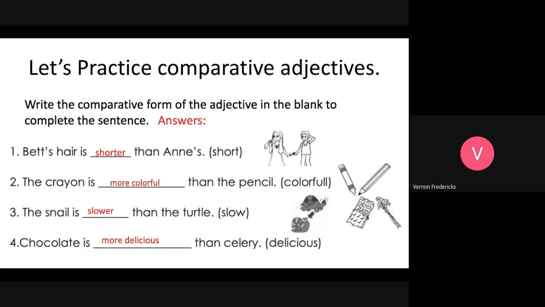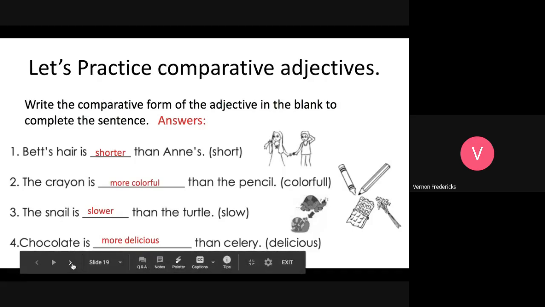Number four, chocolate is more delicious than celery. My adjective is delicious, three syllables. So I'm going to use more delicious to compare celery and chocolate. Okay, let's continue.